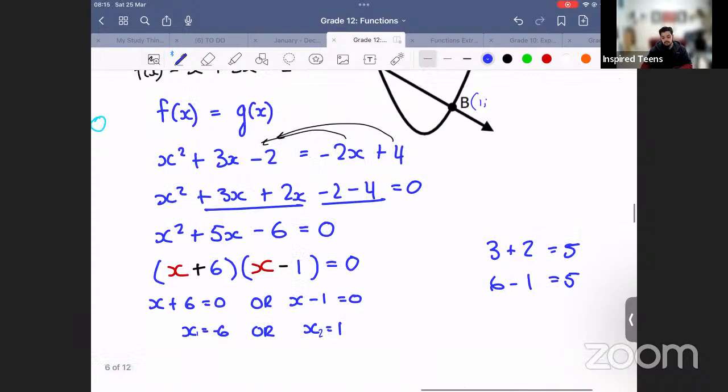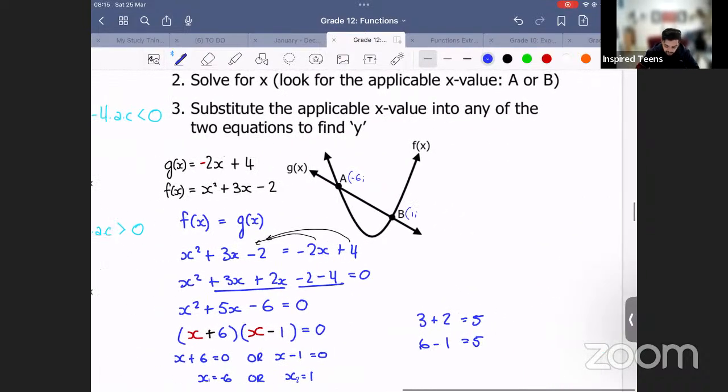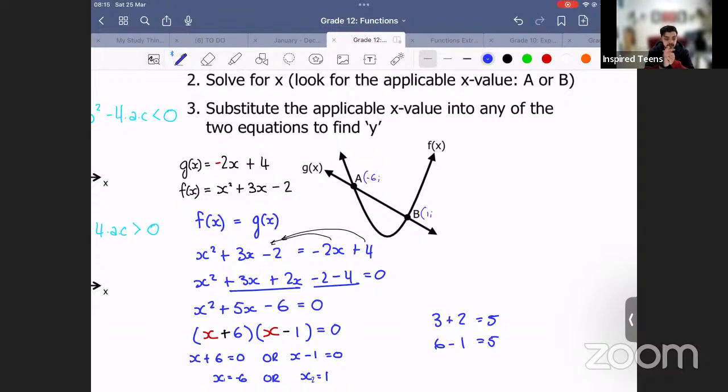Now, how do we find their respective y values? Can anyone tell me? How would I find the y values of A and B now that I found the x values? Very good, right? I substitute the x values into any of the formulas.